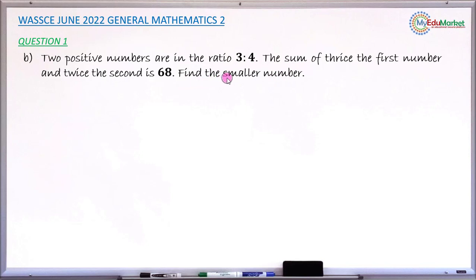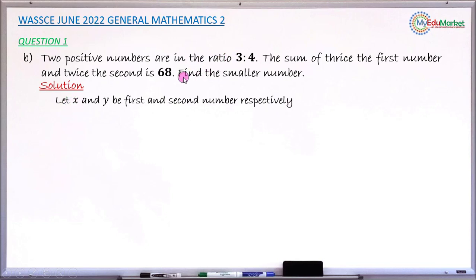The smaller number from this question is the one that has the ratio 3, and it will be the first number. So, a solution to this problem: what you do first is to let x and y, or any other letters, stand for the first and the second number respectively. So x is the first number, which is the smaller number we are asked for in the question, and y is the second number, which has the ratio 4.